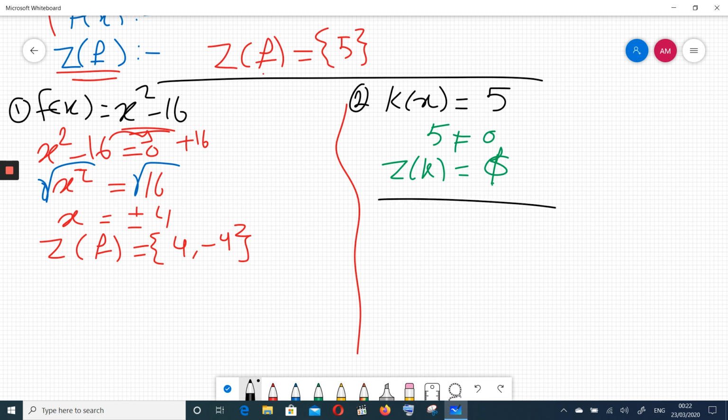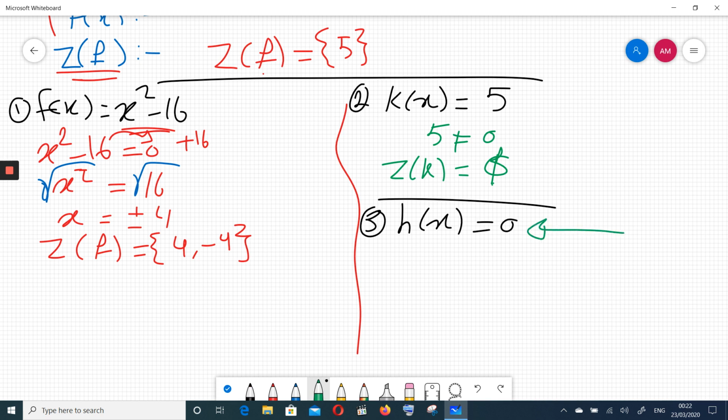Question number 3, example number 3, h of x equals 0. By the way, there is no x here, or we have it, but it's hidden. Okay, just give me.